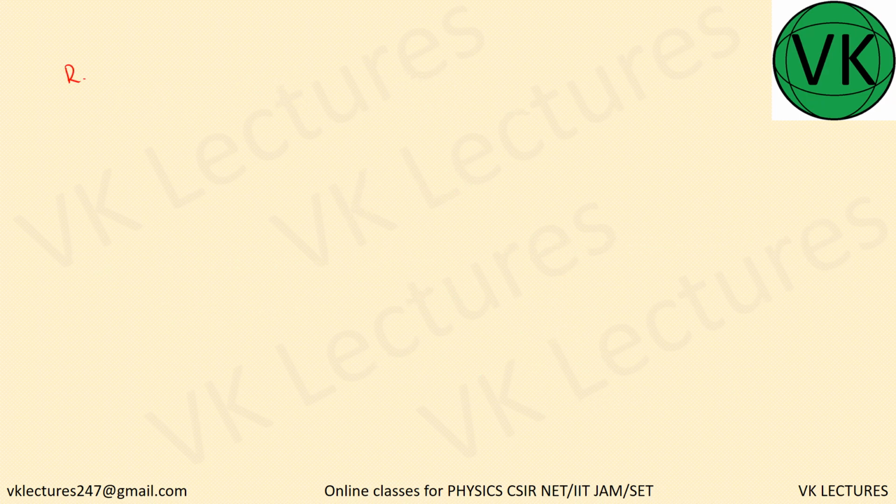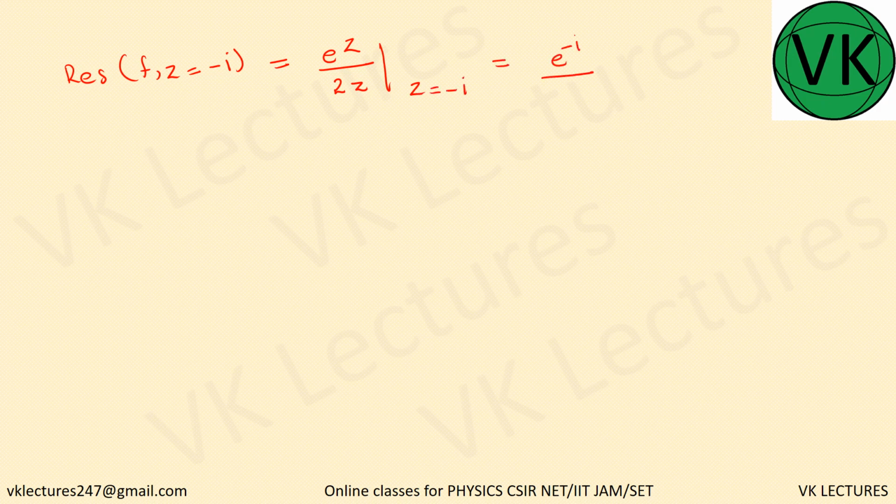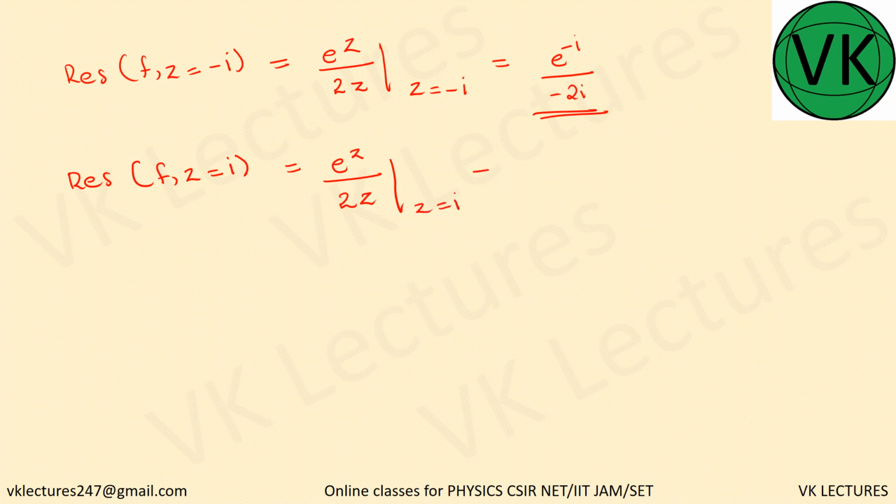So residue of f of z at z is equal to minus i is equal to e raised to z divided by 2z at z is equal to minus i, which is equivalent to e raised to minus i divided by minus 2i. Then residue of f of z at z is equal to i is equal to e raised to z divided by 2z at z is equal to i, which is e raised to i divided by 2i.